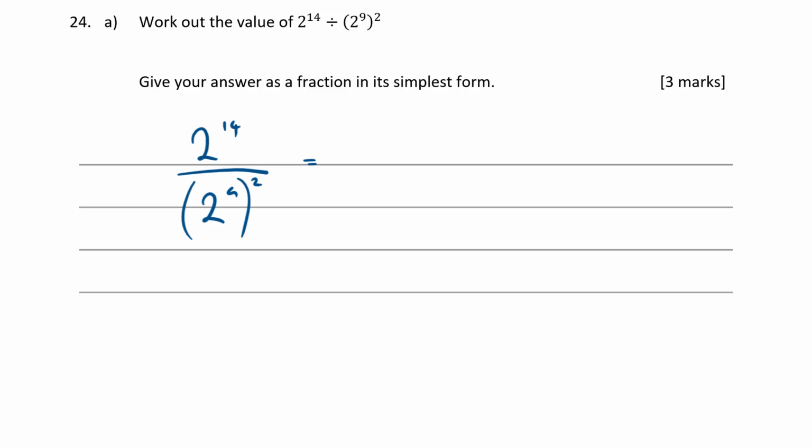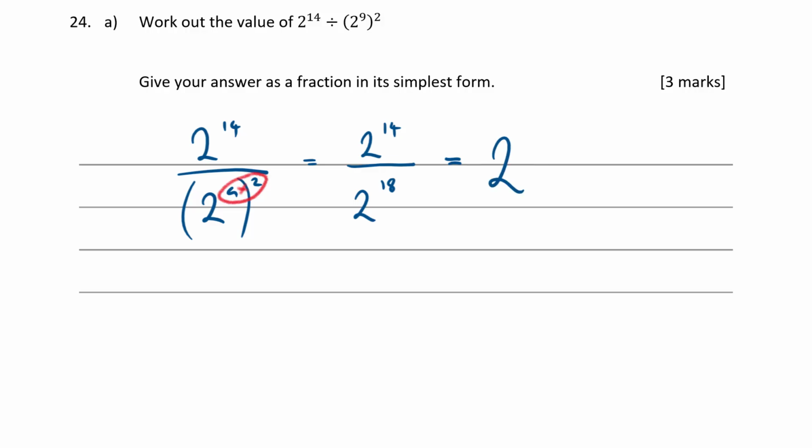I've got 2 to the power of 9 raised to the power of 2. It's an index of an index. So what I need to do then is multiply these two numbers together. So it's going to be 9 times 2, which is 18. So that's going to give me 2 to the power of 14 divided by 2 to the power of 18. Okay, then I've got two numbers with the same base, so I just need to subtract the indices.